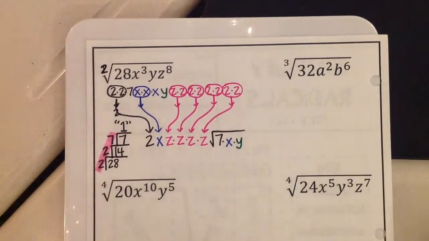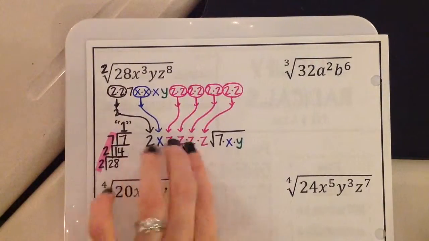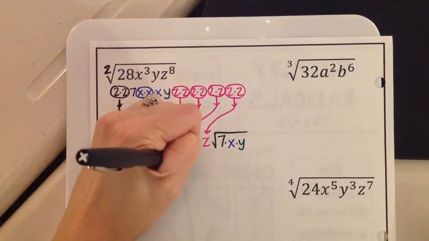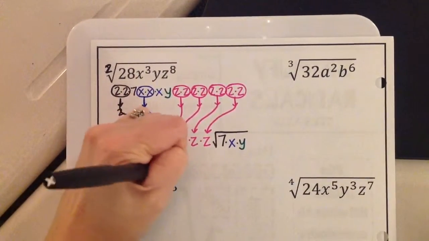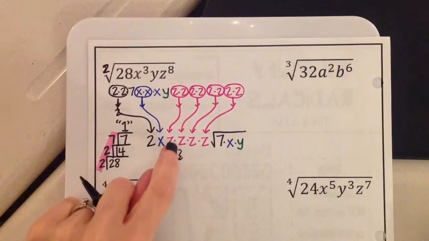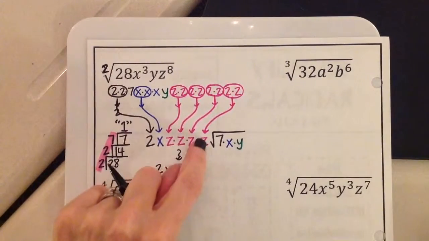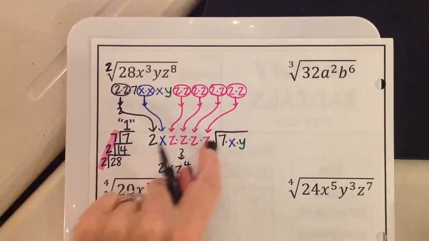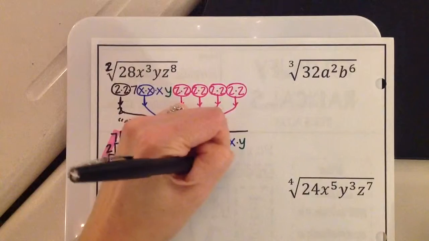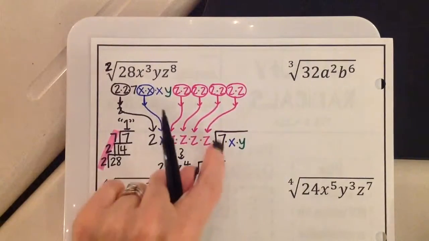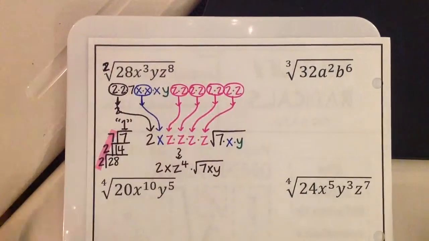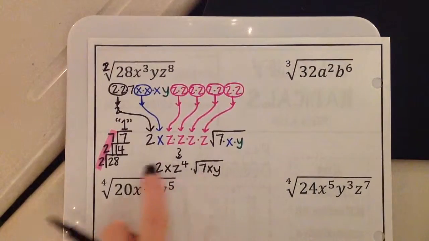And so to clean up my final answer, all of this is being multiplied, so I just have to multiply all this back together. My final answer is really going to be 2 times x. And then I can rewrite z times z times z times z as z to the 4th. And that's being multiplied by the square root of 7 times x times y, so 7xy. And I have now simplified my radical.